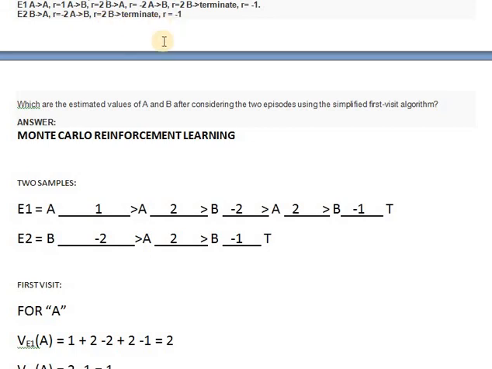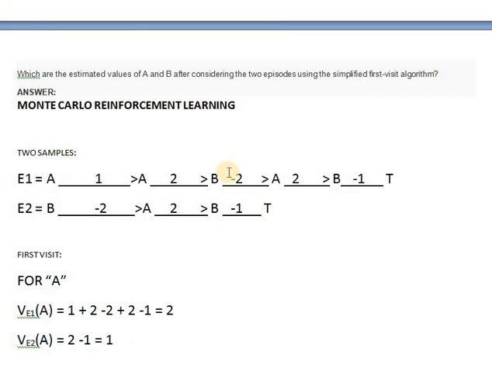Again we have to look into event 2 also. In event 2, the first one starts with B to A, the reward is minus 2. We have to mention it like this, and then A to B, the reward is 2. Again B to terminate, the reward is minus 1. Once we have taken it like this, from here only we are going to calculate.